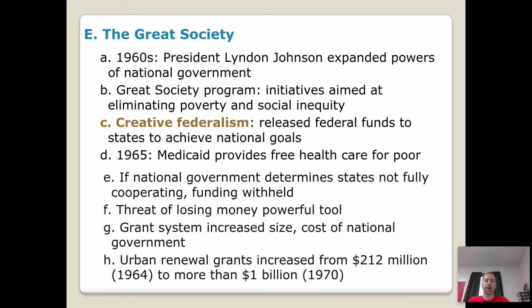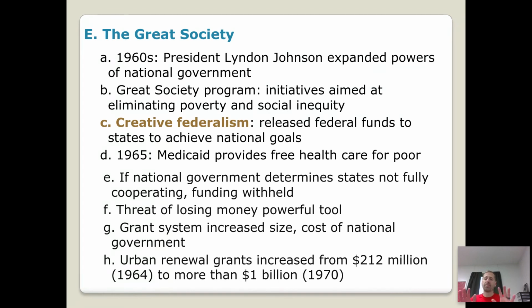inequality that's in America. We have Medicare and Medicaid coming about. And what we see now, the form of federalism during this time, is called creative federalism. And creative, coming up with new ideas, new things. And so what's going to happen is the national government, for instance, with Medicare and Medicaid, is going to give states money in the form of grants to do these programs.